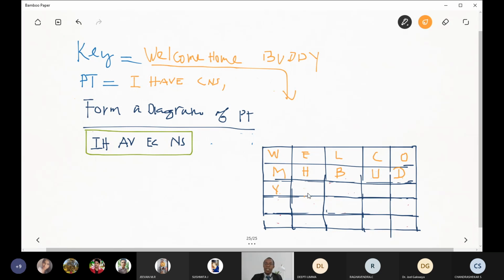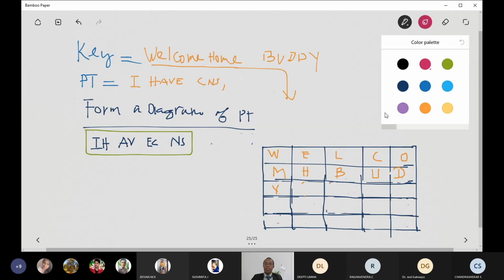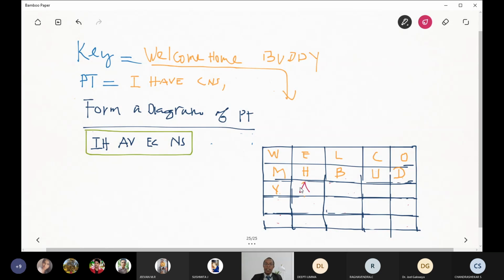And then the next, you fill the remaining. A is not there. Let me fill with different colors so we can make it. A is not there. B is there. C is there, D is there, E is there, F is not there, G is not there.